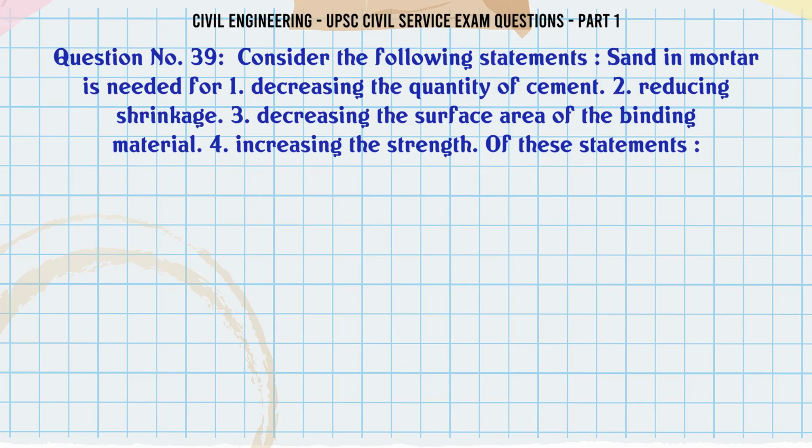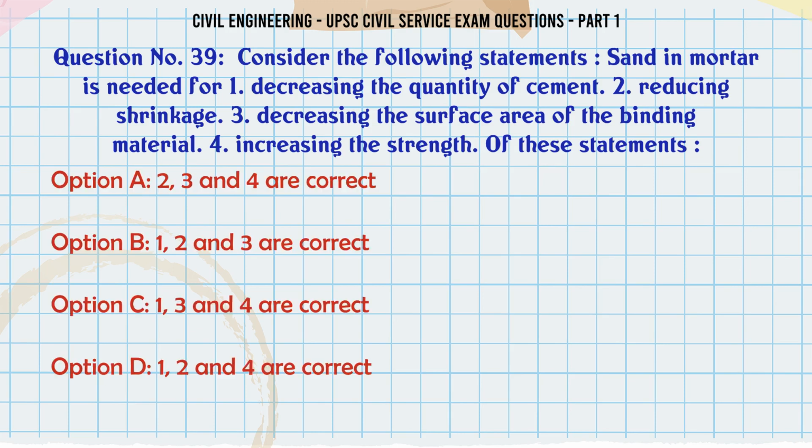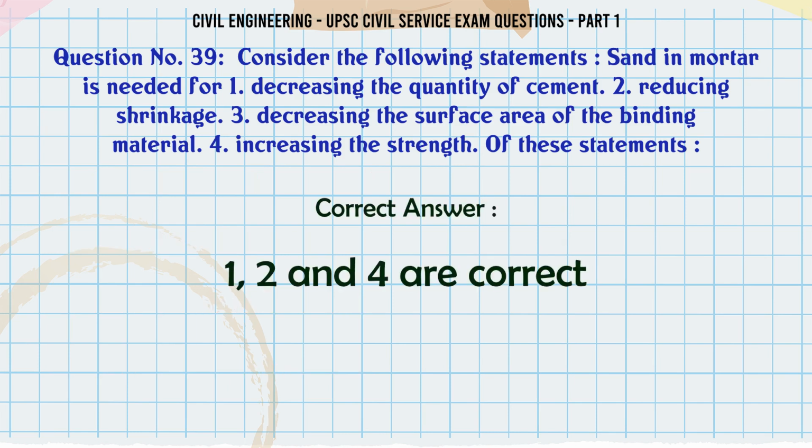Consider the following statements. Sand in mortar is needed for: 1. Decreasing the quantity of cement, 2. Reducing shrinkage, 3. Decreasing the surface area of the binding material, 4. Increasing the strength. Of these statements: A. 2, 3 and 4 are correct, B. 1, 2 and 3 are correct, C. 1, 3 and 4 are correct, D. 1, 2 and 4 are correct. The correct answer is 1, 2 and 4 are correct.